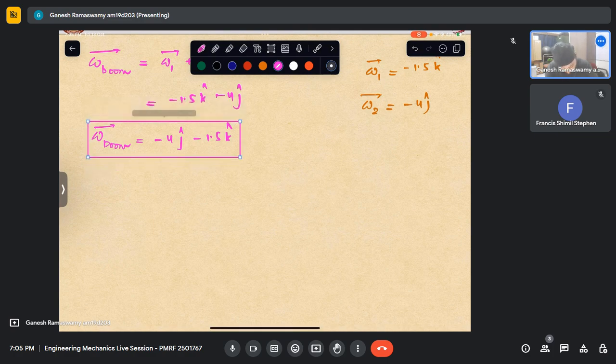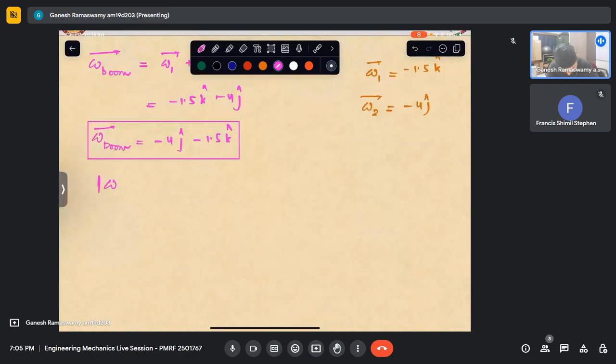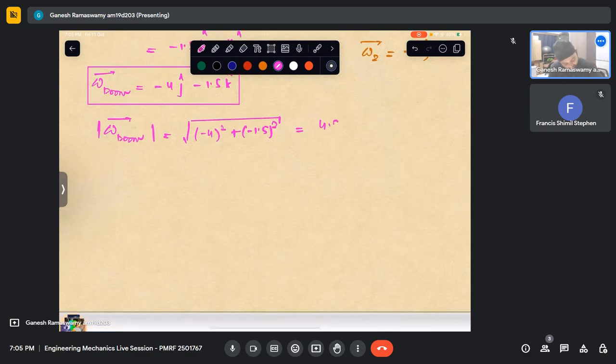Very well. So we have found out, okay, what is asked is the magnitude of this. So what is the magnitude? It is nothing but the square root of 4 squared plus minus 1.5 squared. So this comes to 4.27 radians per second. Very well.